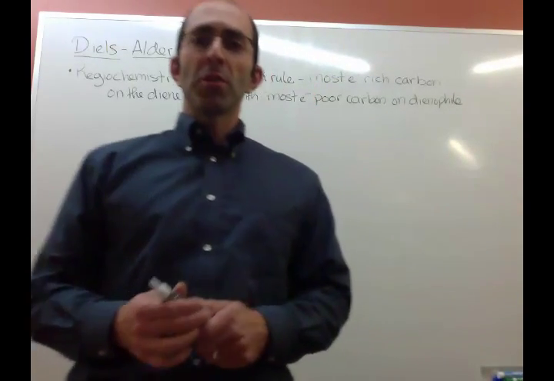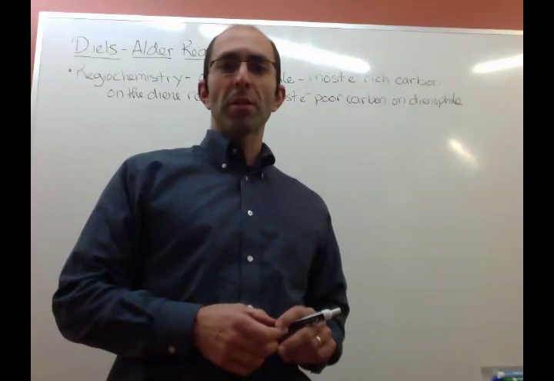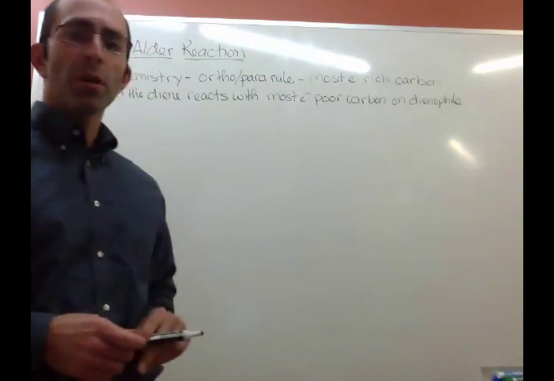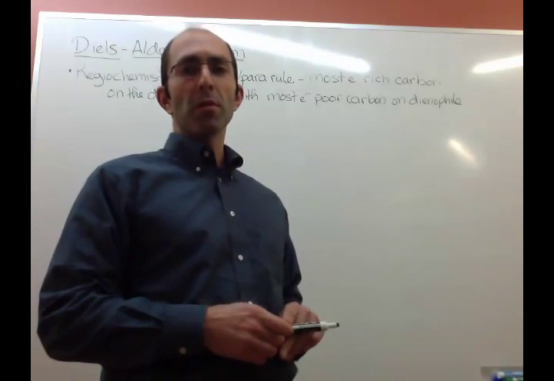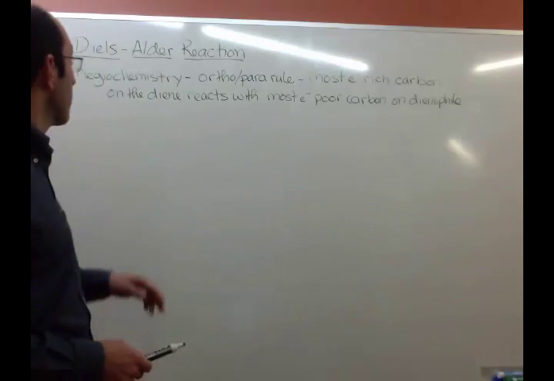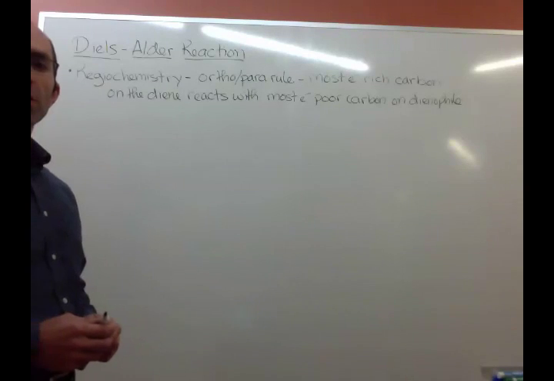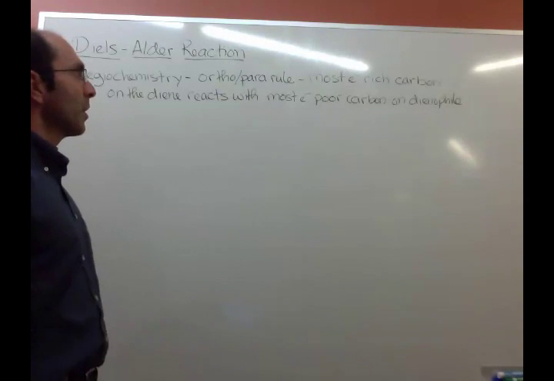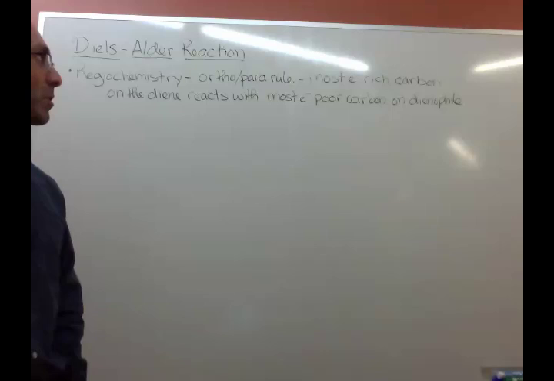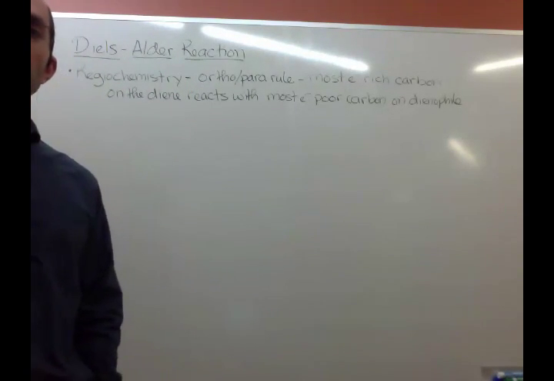All right, we're going to talk about the Diels-Alder reaction. We talked a little bit about the Diels-Alder reaction in class on Monday, and what we talked about was regiochemistry. We talked about which atom on the diene is going to react with which atom on the dienophile, and I've summarized that up here. So the regiochemistry, the rule we're going to use for this is the ortho-para rule. So the most electron-rich carbon on the diene reacts with the most electron-poor carbon on the dienophile, and that's how we're going to figure out the regiochemistry.